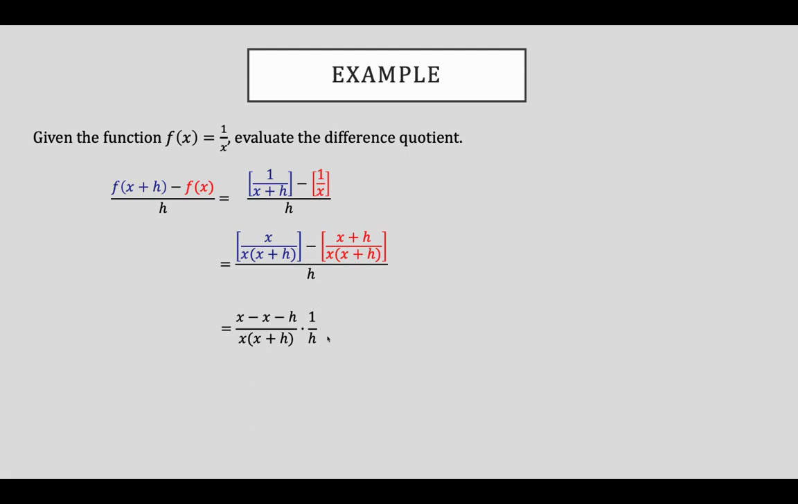So notice here I have an x and a minus x. Those are going to add to 0. Now I have a minus h in the numerator, and if I multiply two fractions, I just multiply straight across. This leaves me with negative h times 1, which gives me negative h, divided by x times x plus h, divided by h. And again, you will see I have an h that is common between the numerator and the denominator. Dividing that out leaves me with my final answer, negative 1 over the quantity x times x plus h. There we have our simplified difference quotient.